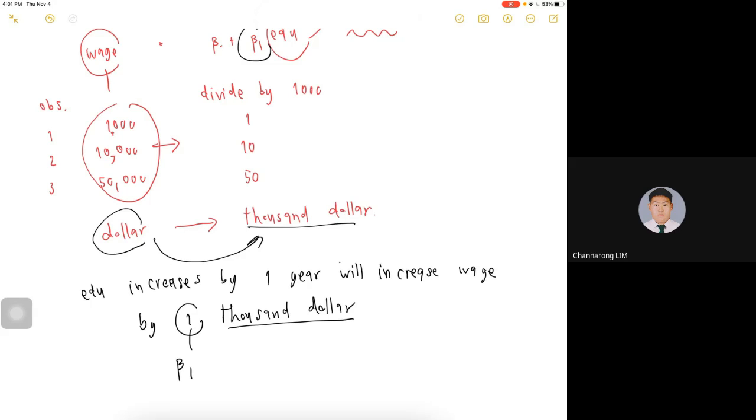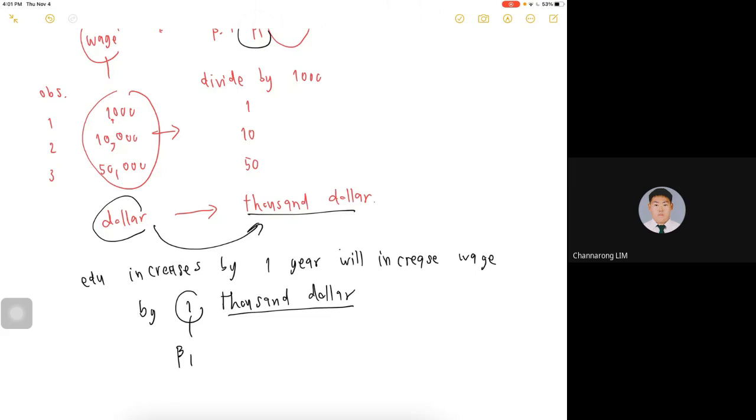Did I answer your question, Chanarong? Yes ครับ ขอบคุณครับ. Yeah, you can transform your variable. If they have different values, different numbers, you can do that. You can multiply or divide with the constant term, but you have to be careful when you interpret your result.